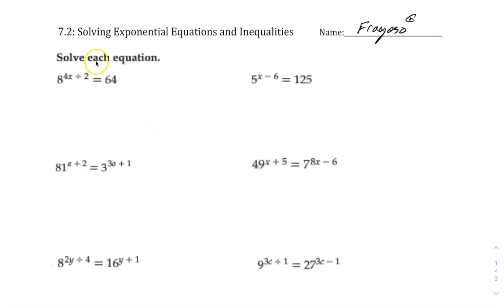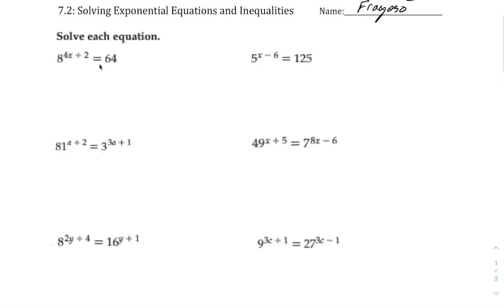Sheet 7.2, solving exponential equations and inequalities. So we're going to solve these exponential equations. The key thing for this whole lesson is knowing your powers. That's it. You know your powers. Because the first rule here, I'm actually going to start with this one, is you want to make the powers the same. You want to make the bases the same.